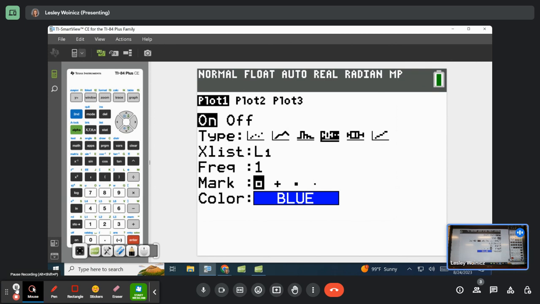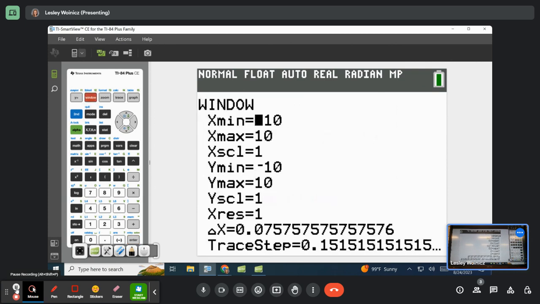We're going to go to our window. What is our smallest x value? 12, right? So we want to make sure that our x min is just a little bit lower than 12. So what, like 11 or something, or 10? We can make it 10.